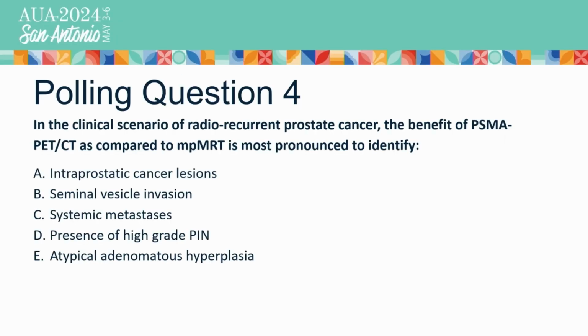Next question. In the clinical scenario of radiorecurrent prostate cancer, the benefit of a PSMA PET CT scan as compared to multiparametric MRI is most pronounced to identify either intraprostatic cancer lesions, seminal vesicle invasion, systemic metastases, presence of high-grade PIN, or presence of atypical adenomatous hyperplasia.